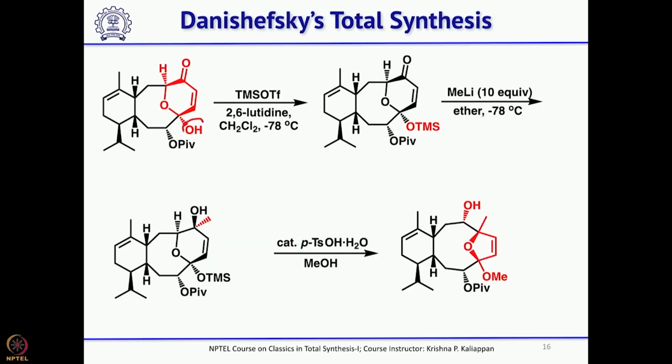you protect this lactol. Okay. So, protect it as TMS ether, then you add methyl lithium. Okay. So, methyl lithium addition to the enone comes from alpha side, that methyl group comes from alpha side to get the beta alcohol, then you treat with acid.